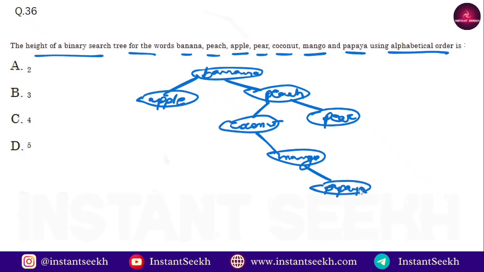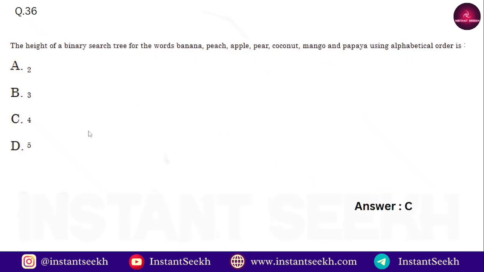So the height of the resulting binary search tree, if you see, is 1, 2, 3, and 4. So the height of the binary search tree for the words is option number C, that is 4. 4 will be the height for this particular binary search tree. So the answer is option number C. Let's move on to the next.